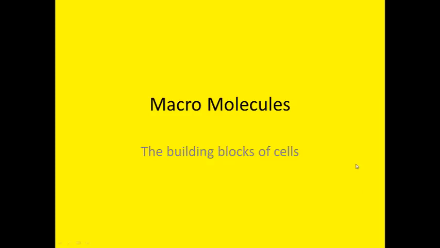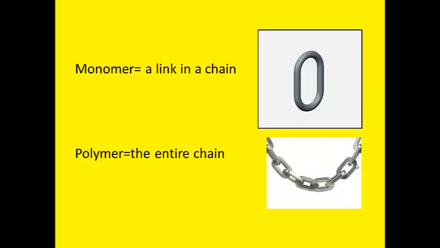Today we're going to talk about macromolecules. Basically, macromolecules are another name for organic molecules, and they're what makes up a cell. So we consider them the building blocks of the cell. A macromolecule is a long chain, and they call it a polymer. One link on the chain would be considered a monomer, but as those monomers join together, they make up polymers, and the polymers turn into the macromolecules.